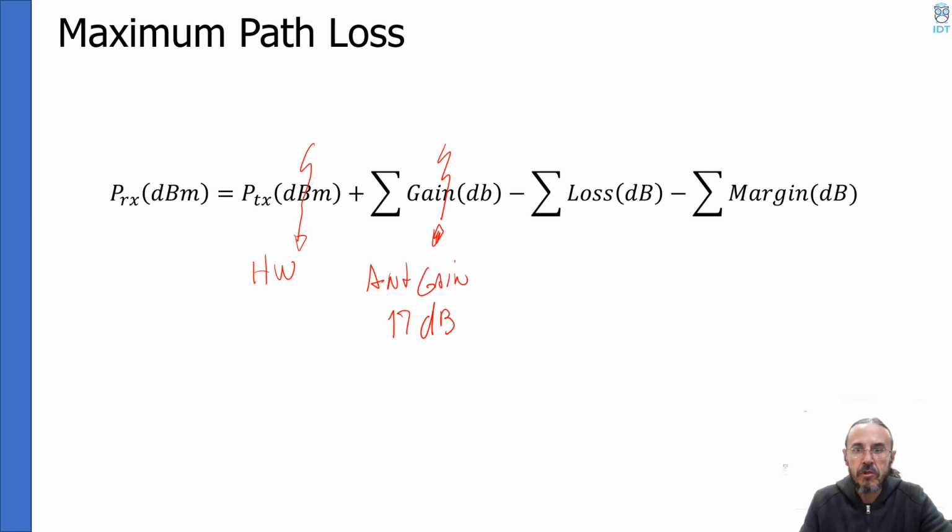We have also the summation of total losses on our project, and inside this we will have the maximum path loss. That is our interest here, to calculate this value. This is what we're going to do.